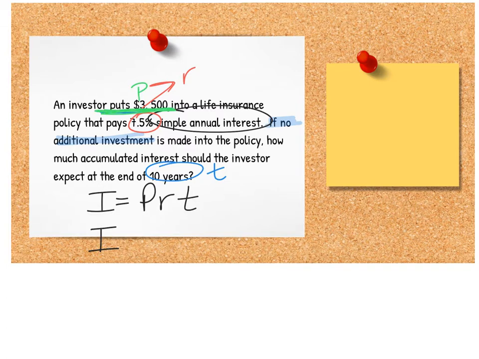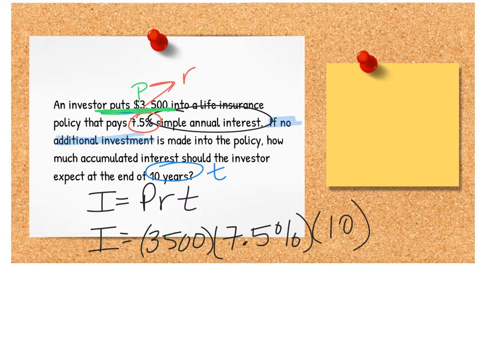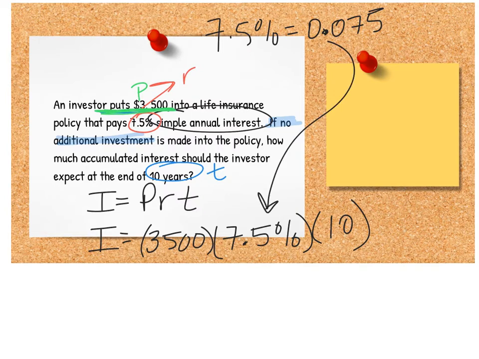Okay, so now all I do is substitution. Principal is $3,500. I'm going to multiply that by my rate. So on my calculator, I'm going to push 7.5%, and I'll do the decimal here in a minute. And then my time is already in years, and it's 10 years. Put that in your calculator. If you do not have a percent key, 7.5% is equal to 0.075. That is what you would put in here if you needed to.